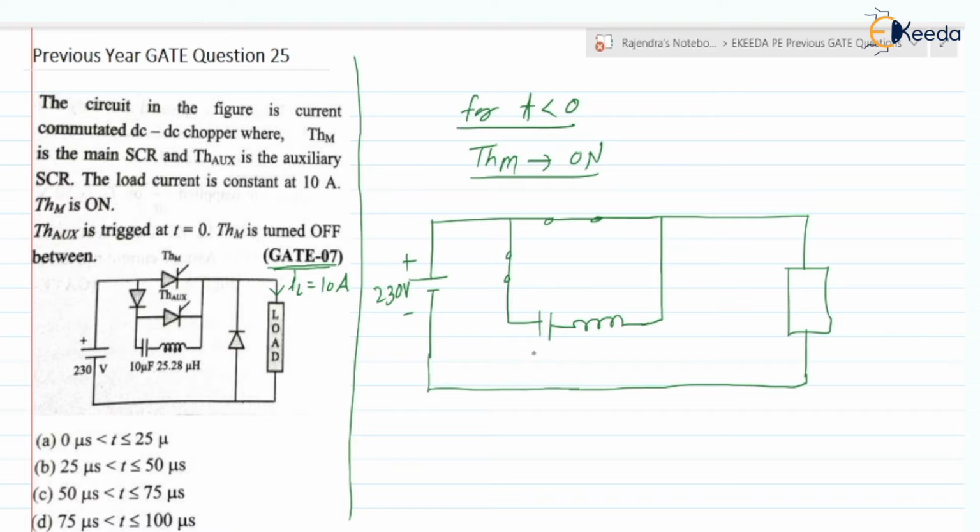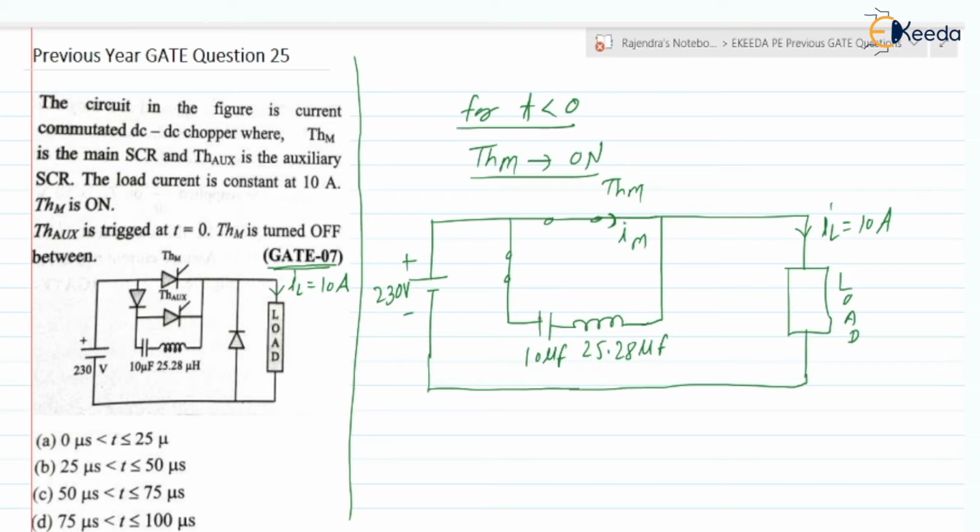Here the capacitor is 10 microfarad. Let us discuss to which voltage this capacitor will be charged. Here is the load, and the load current is 10 ampere, IL is equal to 10 ampere. This is the thyristor THM, and let us consider the current flowing through the thyristor THM as IM.